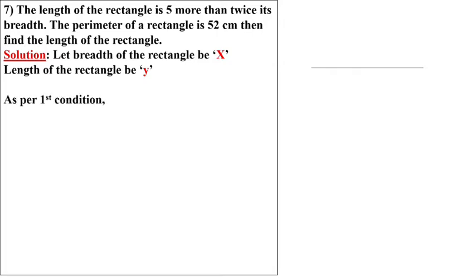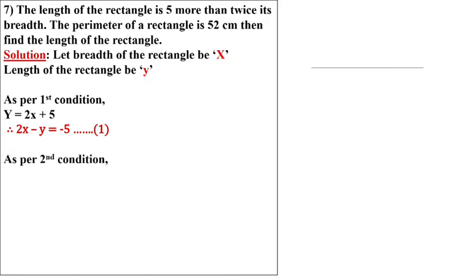As per the first condition given, the length of the rectangle is 5 more than twice the breadth. So what length have we taken? y equals 2 times the breadth, which is 2x, plus 5 more, which is 5. We will arrange this in equation form. y will come to the right side and become minus y, and 5 will go to the left side and become minus 5. So here we have formed equation number 1.